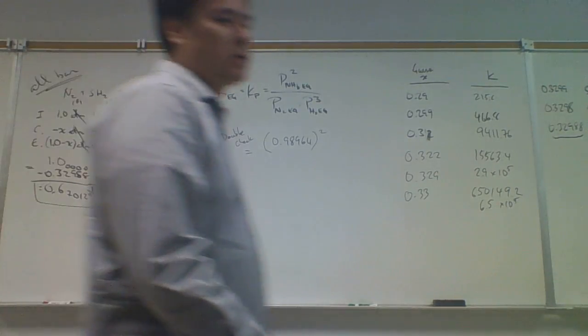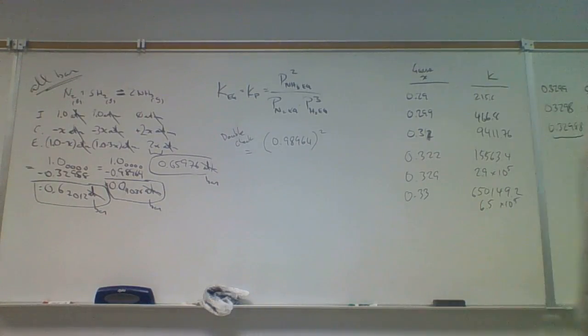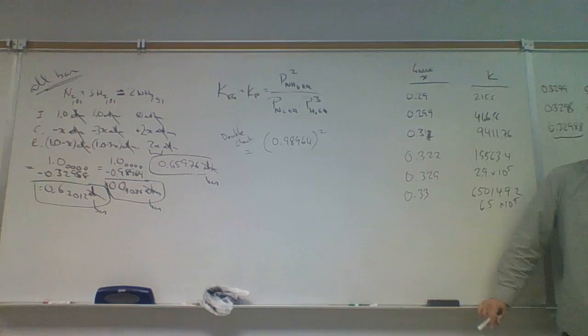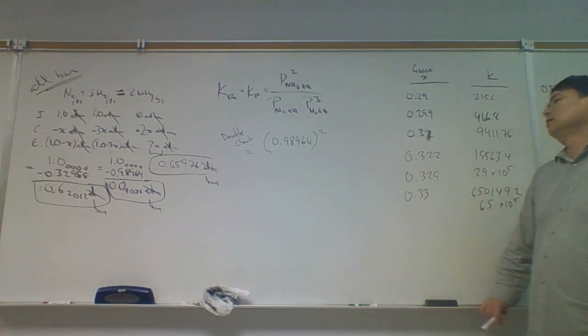Appendix D. I have to watch out because now we got data tables in atmospheres and data tables in bars. So I have to be especially careful. Although the number is going to come out very close, because they're practically 1-to-1. It's 1.01 bars to an atmosphere, so it's very close.